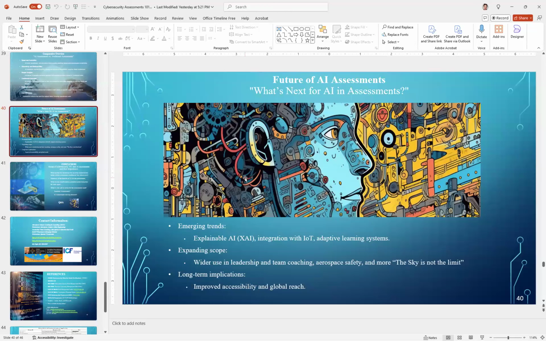So what's the future of AI assessments? What's next? Emergent trends have shown in my research that explainable AI, XAI, integration with IoT, and adaptive learning systems are some of the emerging trends. Expanding scope: wider use in leadership and team coaching, aerospace safety, and more. The sky is not the limit where AI is concerned. Long-term implications are improved accessibility and global reach.